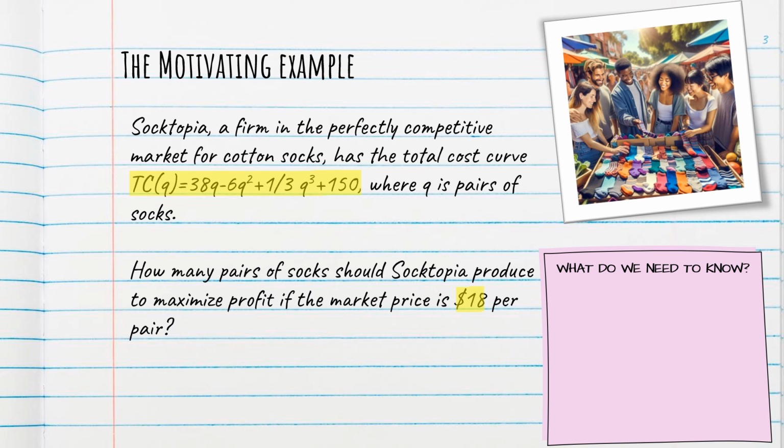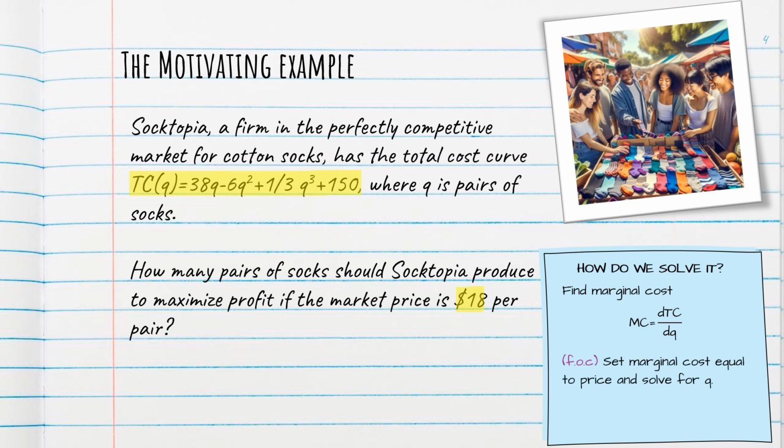What do we need to know in order to answer this question? We need to have a total cost curve or a marginal cost curve, and we also need to know the current market price. How do we go about solving a question like this? Well, the first step is, if we have the total cost, we have to find the marginal cost by taking the first derivative of that total cost curve. Once we have marginal cost, we're going to set it equal to price and solve for Q.